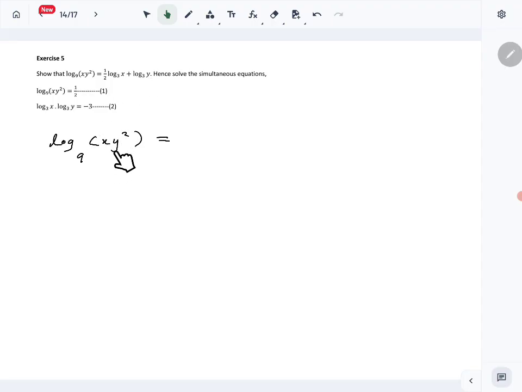We have a product inside, right? What's the product inside? X times y squared. So then I can first write it as log base 9 of x plus log base 9 of y squared.